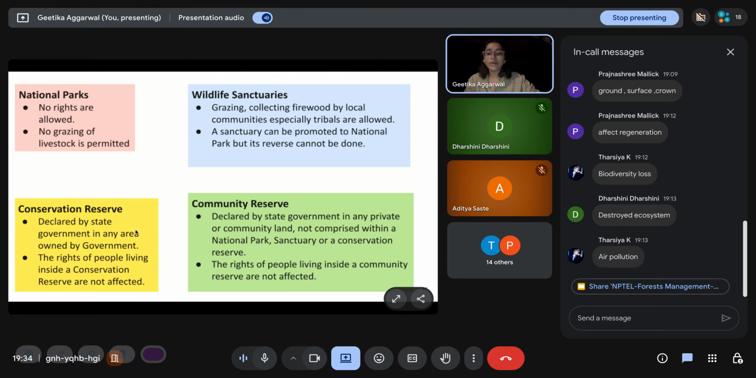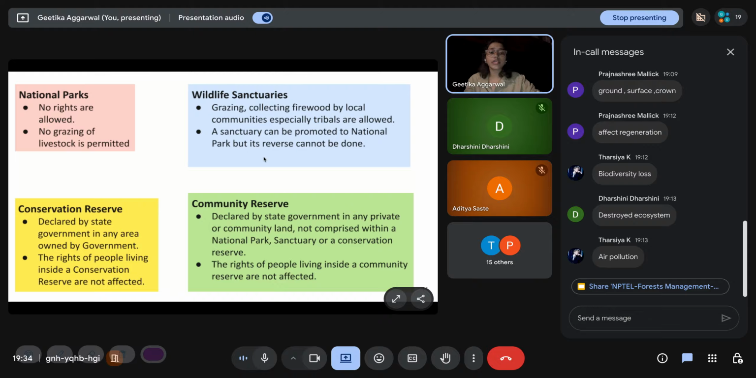It's basically declared by the state government in any area owned by the government. If the area is owned by the government, they can declare it as a conservation reserve. Basically, they're trying to carry out conservation of a certain species there, or conserving that particular area. They want to leave it undisturbed. But the rights of the people living in the conservation reserve are not affected.